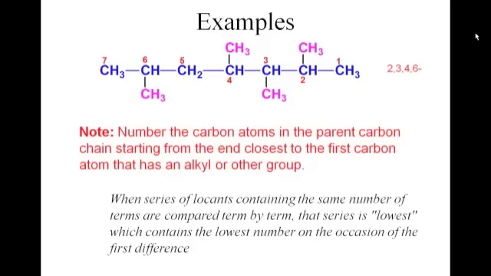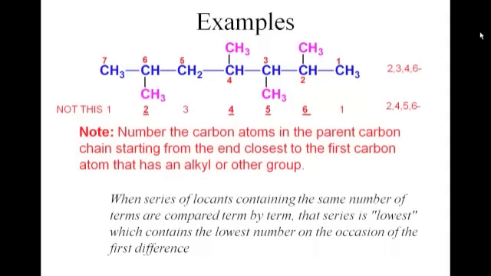So I've taken this from the rules for nomenclature from the IUPAC website. When series of locants containing the same number of terms are compared one at a time, the series is lowest which contains the lowest number on the occasion of the first difference. So what exactly does that mean? That sounds pretty complicated. But if I numbered in the opposite direction, my locants would be at 2, 4, 5, and 6. I compare that to 2, 3, 4, and 6. Since the first point of difference is 3 versus 4, I go with the lowest number.